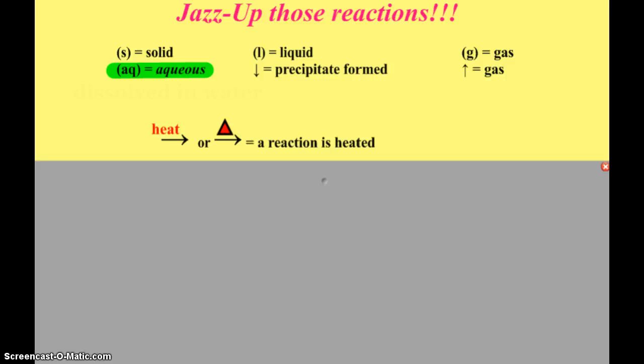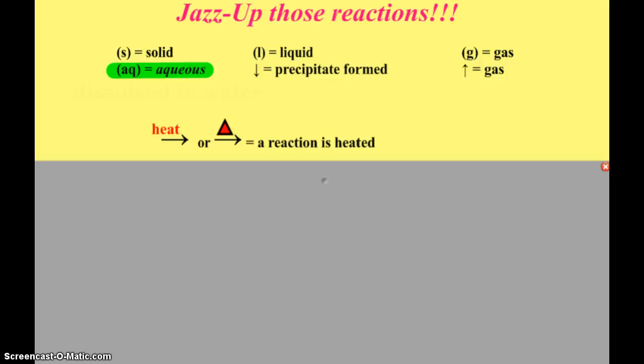Okay, so far we have written proper skeleton equations for chemical reactions, meaning we have the proper formula written for every reactant and product. And then from those proper formulas, we have balanced the reactions. According to the law of conservation of mass, we had to make sure we had the same amount of reactants going in as products coming out.